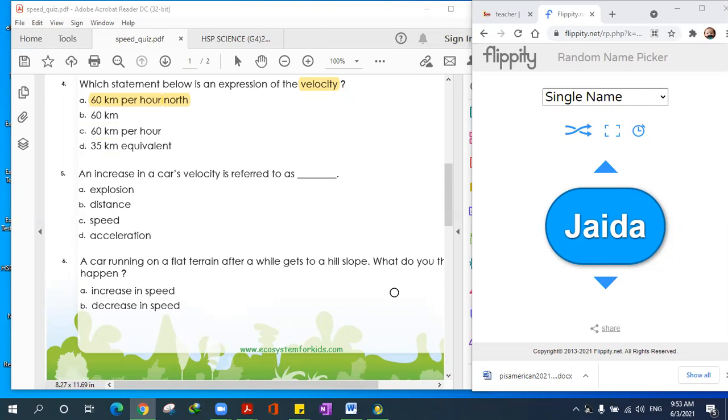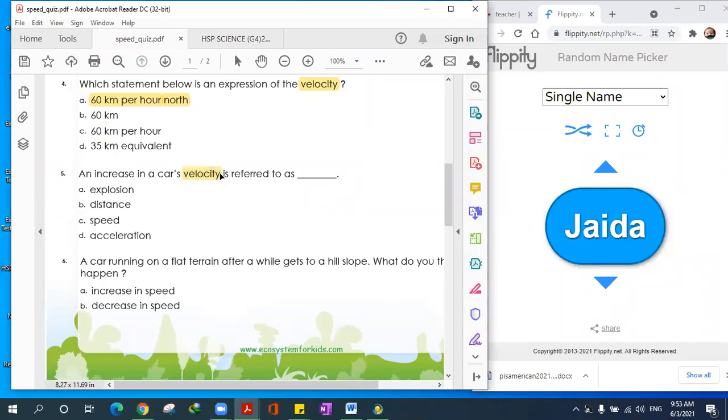Jaida, I need you to focus on number 5. An increase in a car's velocity means velocity is changing. What is velocity, Jaida? Velocity is the move of... It's okay, take your time. But velocity is so easy. We just said what velocity is in the previous question. We said velocity is speed and direction of an object. No, Muhammad, give Jaida time.